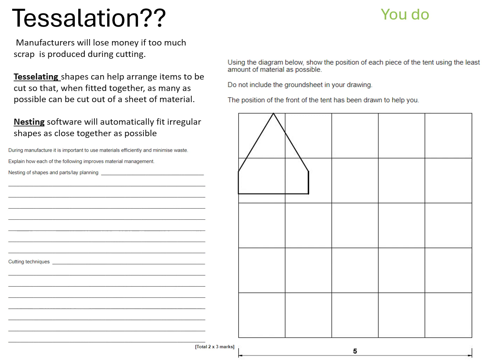So what we do in engineering and product design is what is called tessellation. Tessellation shapes can help arrange items to be cut so that when fitted together, as many as possible can be cut out from one sheet. So you arrange your work in such a way that you are not wasting material. So that's what tessellation is, arranging patterns in a way that you don't waste material when you cut those.